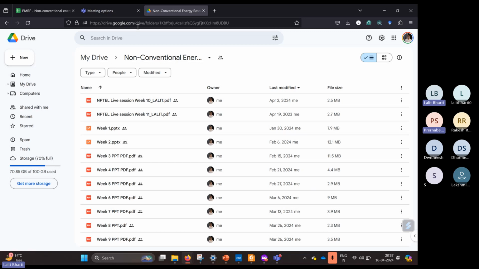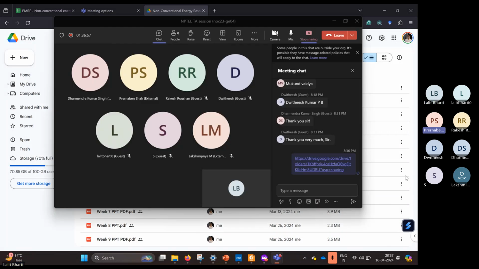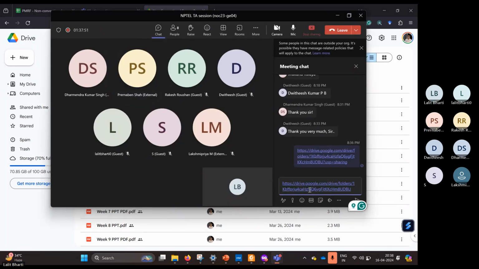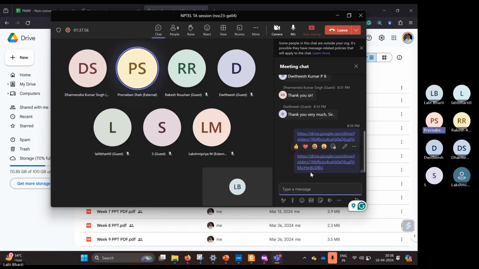Sir, my chat box is not opening. Yes, it is not opening, so how will I get the link? It is still not opening. I don't know what the issue is today. Okay, one thing you can do, write your email, since the chat box is not opening. You can share your email or I can mail you this link.